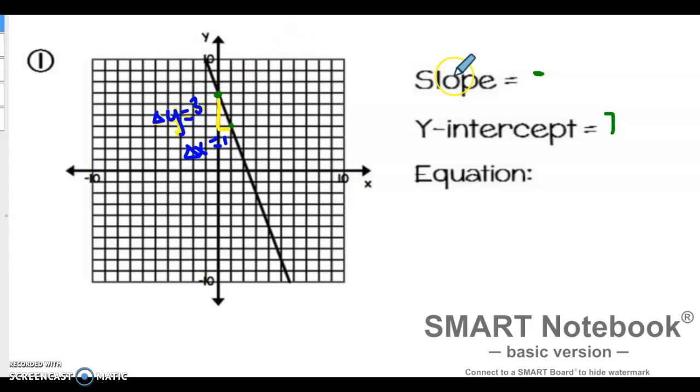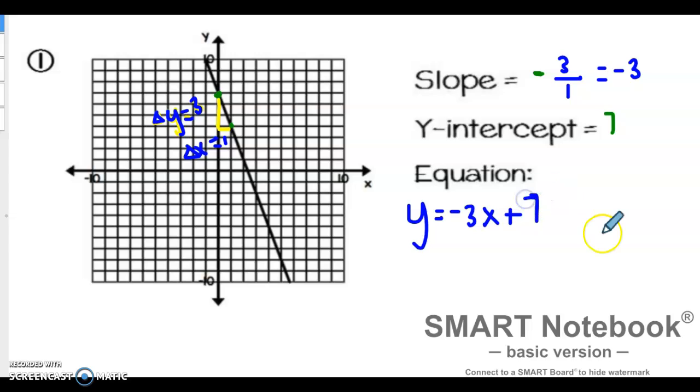Okay, so now that we have these two key parts here, we can write the slope. Slope is negative 3 over 1, which we can just write as negative 3. Again, you do not have to simplify the fraction, but you can. So now that we have the slope and the y-intercept, we're going to write our equation. So y equals mx plus b. We're going to write our equation in slope-intercept form. So y would equal negative 3x plus 7. And that's our equation here.